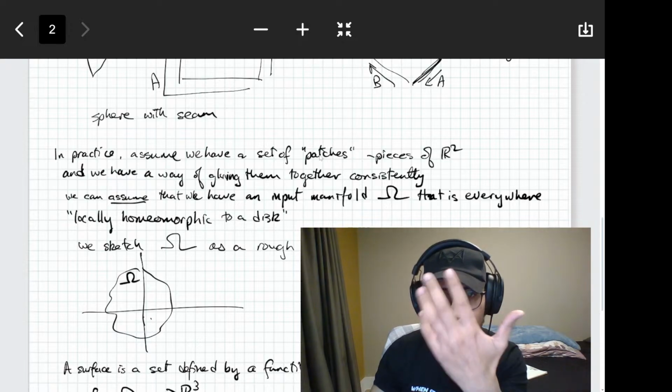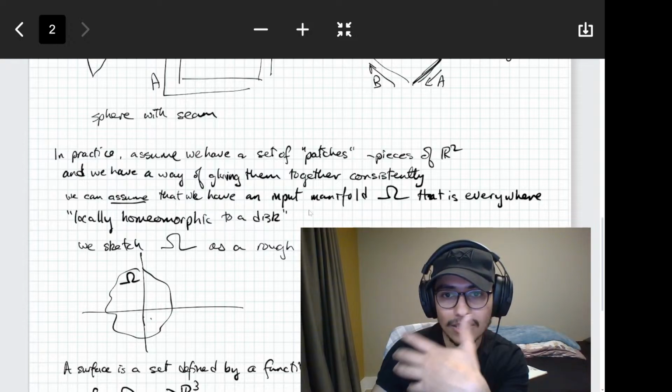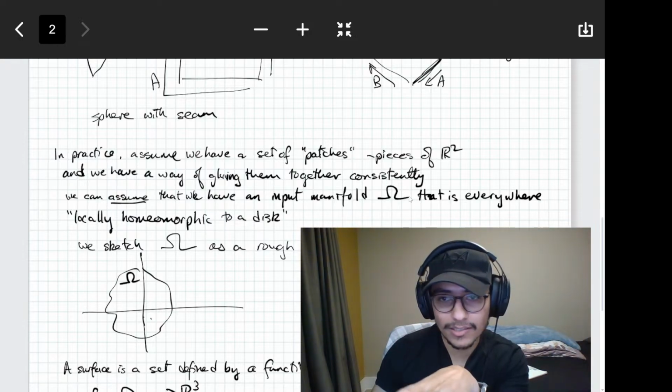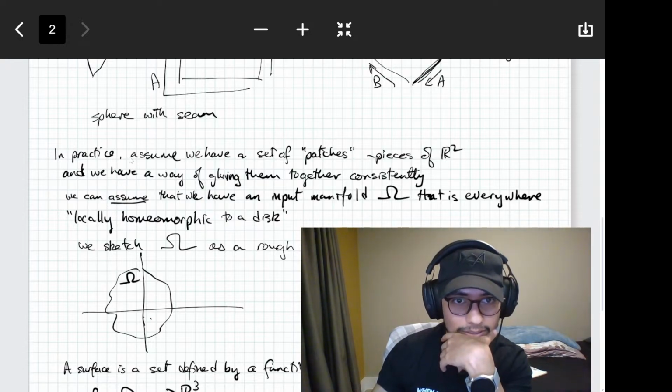In practice, assume we have a set of patches, pieces of R square. We have a way of gluing them together consistently. We can assume that we have an input manifold omega that is everywhere locally homeomorphic to this. Okay, I'll get to what this actually means.